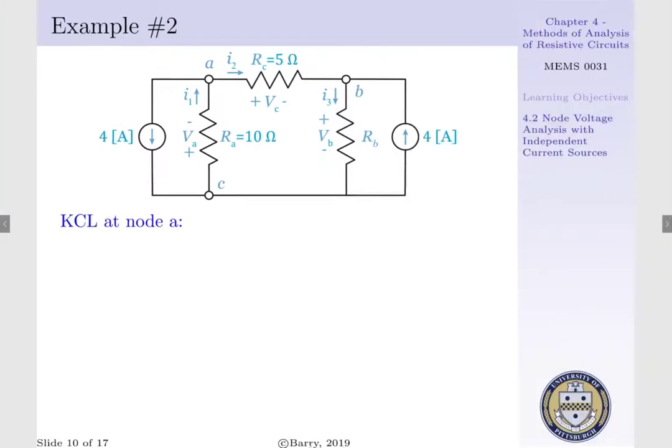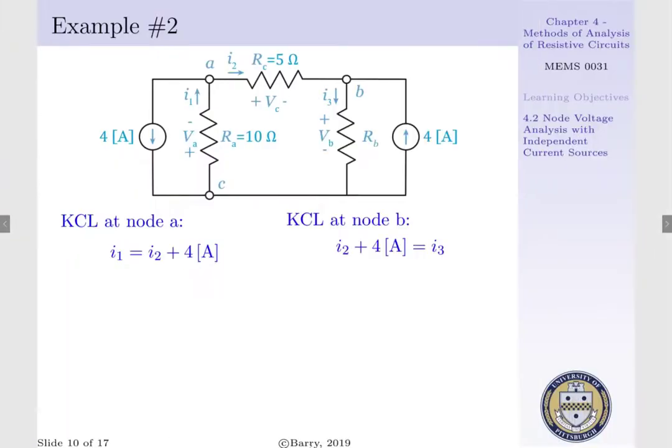Looking at node A, we have 4 amps exiting, I1 entering, and I2 exiting. That is, I1 is equal to I2 plus 4 amps. Our KCL equation at node B has 4 amps entering, I2 entering, and I3 exiting. That is, I2 plus 4 amps is equal to I3.